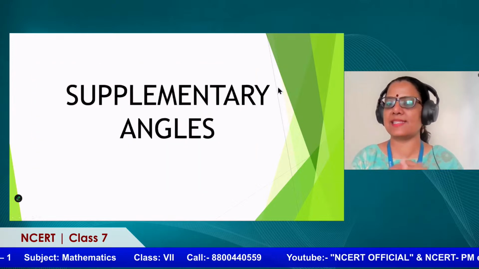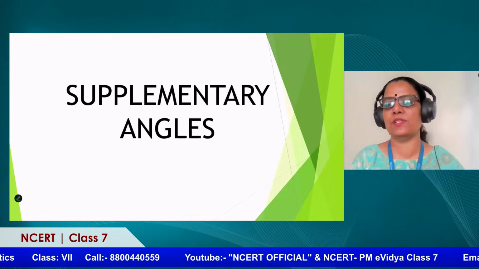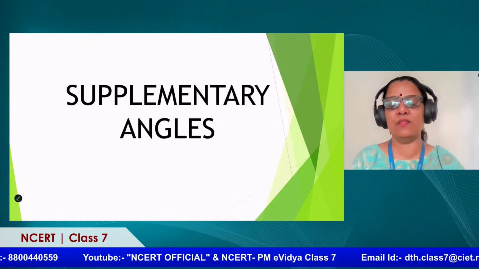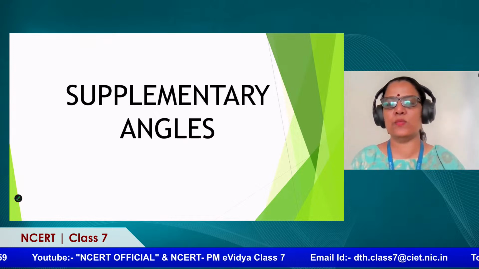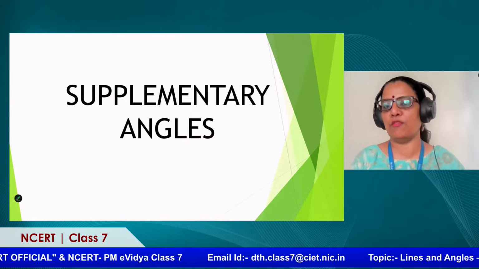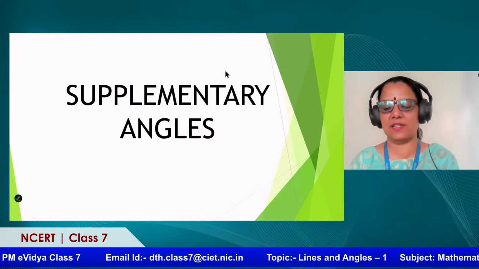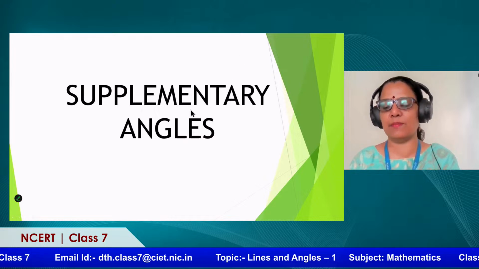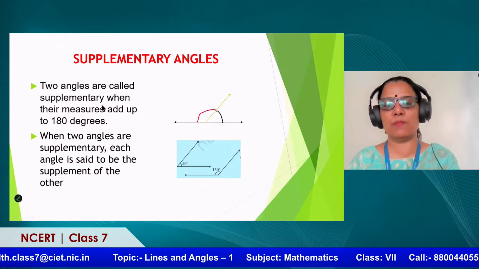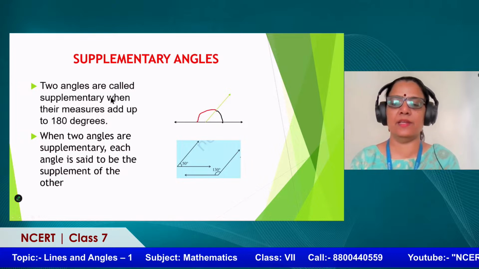Right. So once we know about complementary angles, we have one more pair which is called supplementary angles. What do you think will be a supplementary angle? We are done with 90 degree, right? What is the next multiple of 90? It is 180, right? So we are going to discuss the 180 degree angle. Two angles are called supplementary when their measures add up to 180 degree.